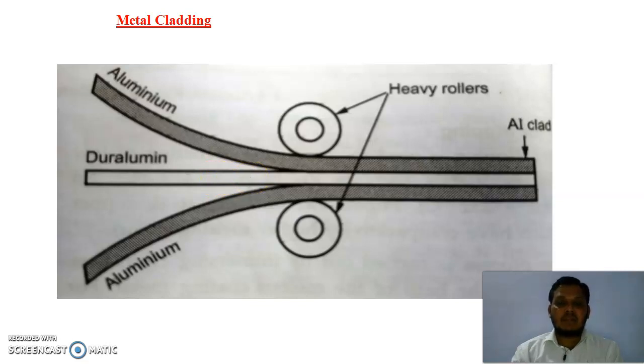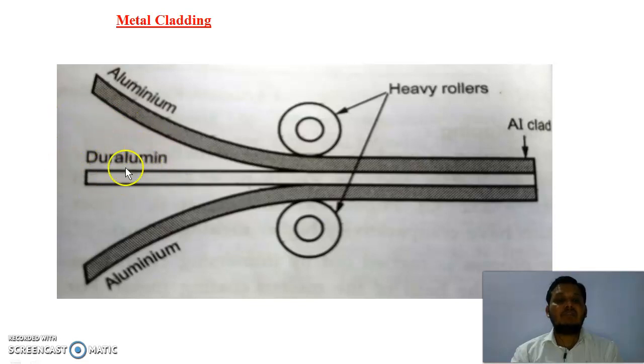Your base metal, which is to be protected from corrosion, is sandwiched in between two similar metal and passed through two heavy rollers in order to make the uniform coating, and then aluminum cladded material is obtained. See, this is the aluminum cladded steel. The well-known example of aluminum cladded steel is duralumin.